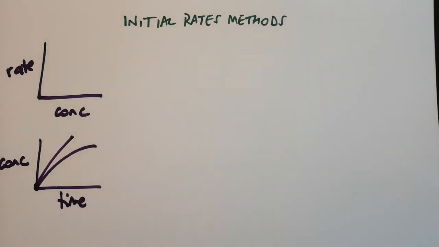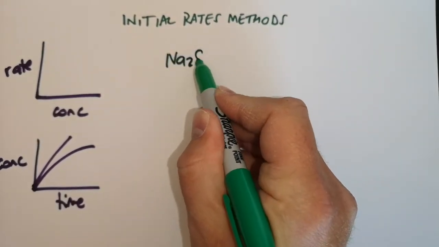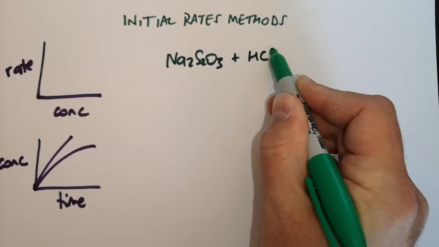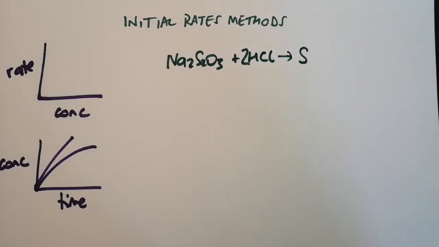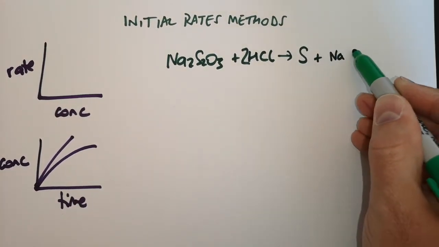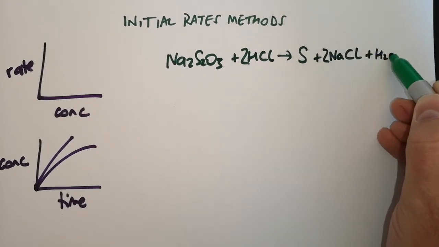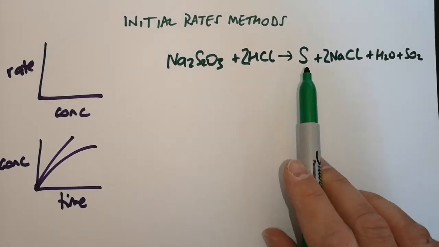So these rely on reactions that allow you to observe something and then see how fast that happens. But it has to be quite a quick change. A common example of a reaction that you will have done this with is what we call the disappearing cross. If you remember the disappearing cross experiment, we mix together sodium thiosulfate plus hydrochloric acid, and it makes sulfur, which is a precipitate. It also makes sodium chloride and some water and SO2, but it's the sulfur that's important.